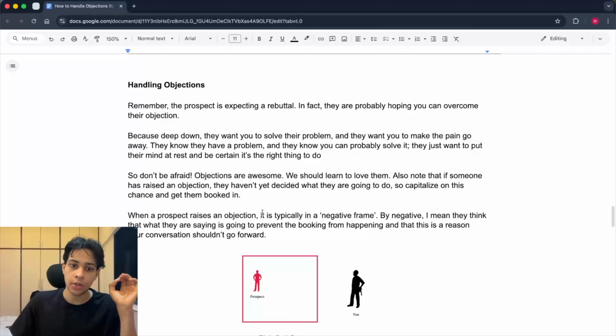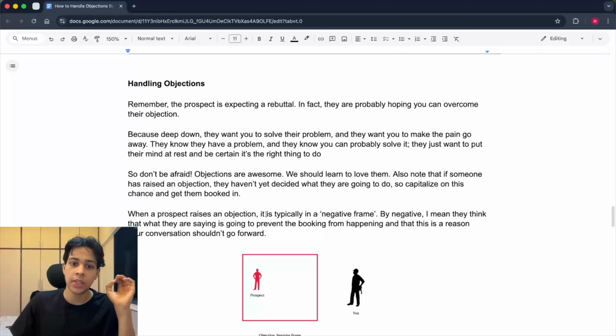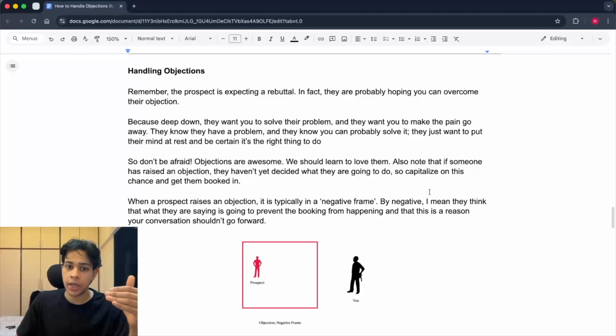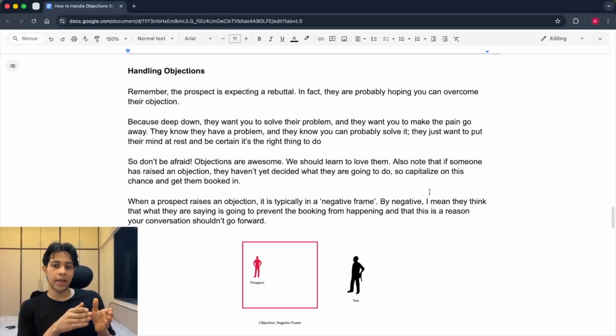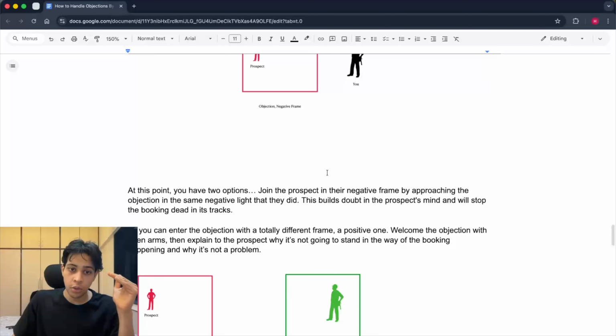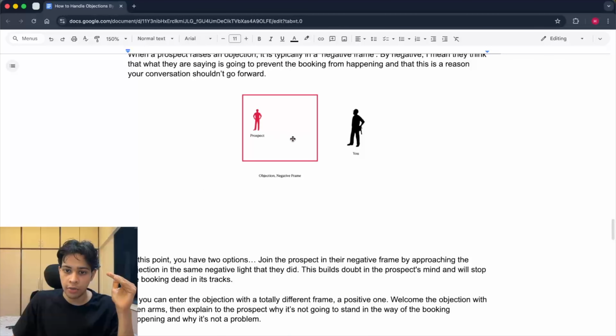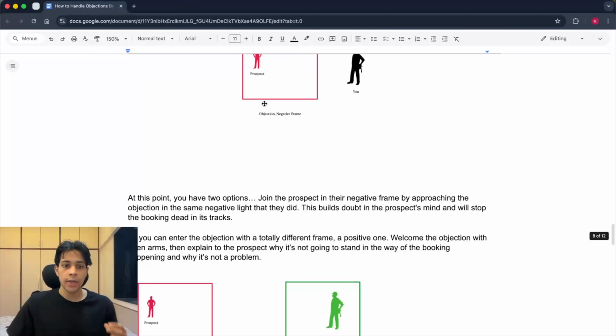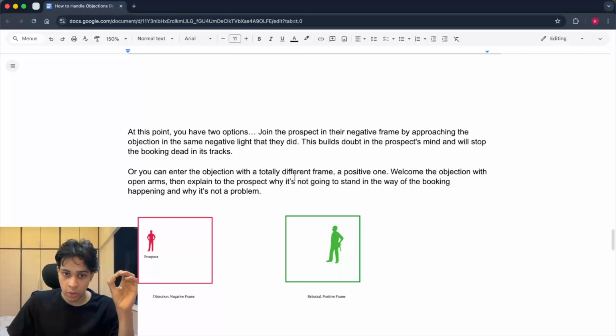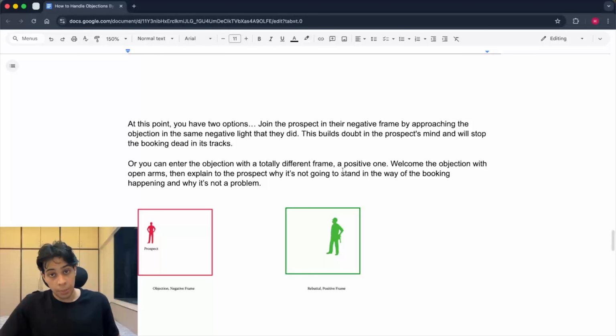So when a prospect raises an objection, it's typically in a negative frame. By negative, I mean they think that what they are saying is going to prevent the booking from happening, and that is the reason your conversation should not go forward. That's all I mean by negative. Okay, so at this point, you have two options. You can join the prospect in their negative frame by approaching the objection in the same negative light that they did. This builds doubt in the prospect's mind that will stop them from booking the appointment and it won't work, okay? Or you can enter the objection with a totally different frame, a positive one, okay?